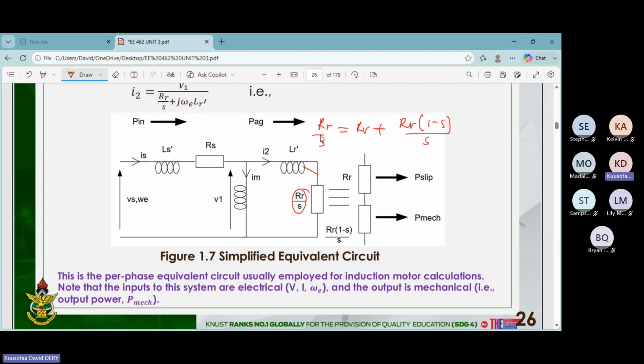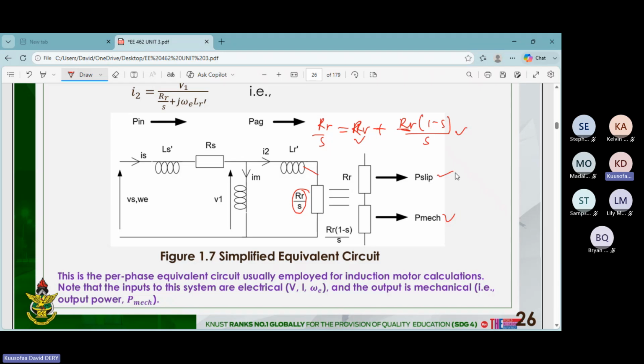So you can express this one in terms of these two components. This component represents the copper loss in the rotor, and this one is the mechanical power, PMEC, right? So if you're asked to calculate the output power of the induction motor, and you know the slip, you know the rotor resistance, and the current through the rotor, you can easily calculate the mechanical output power of the induction motor.